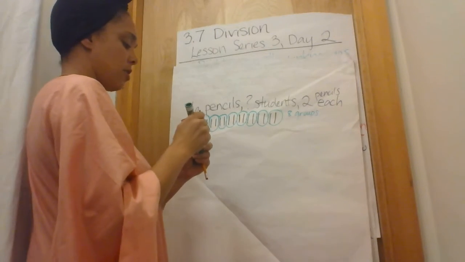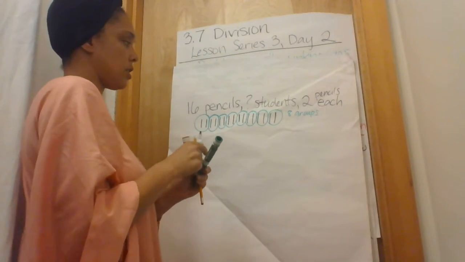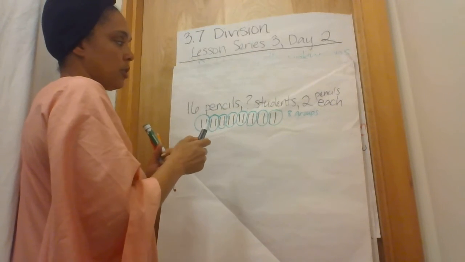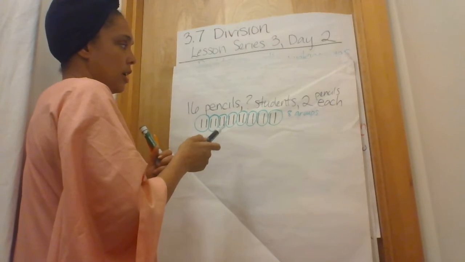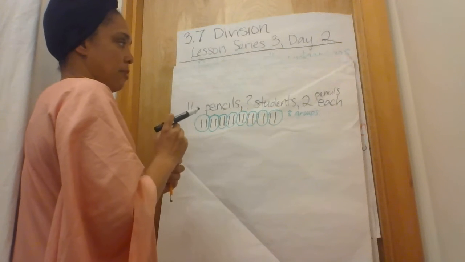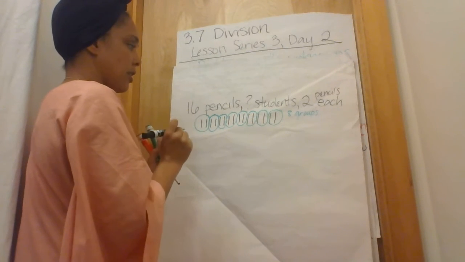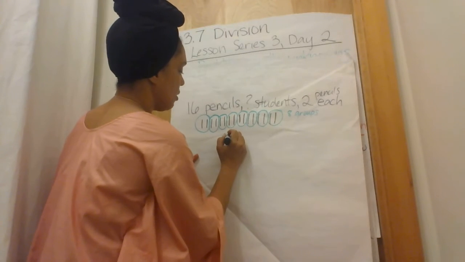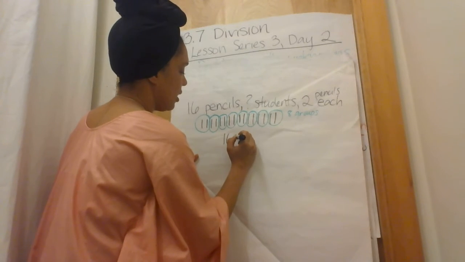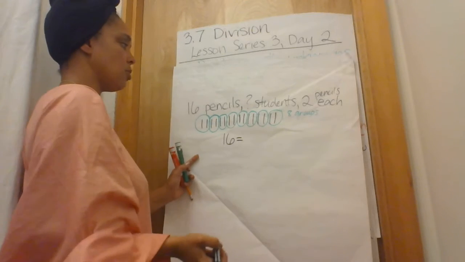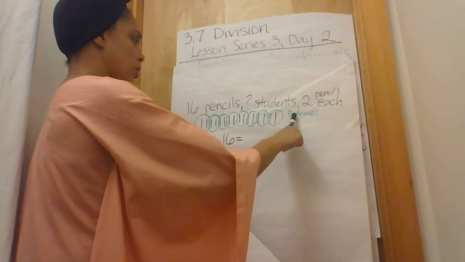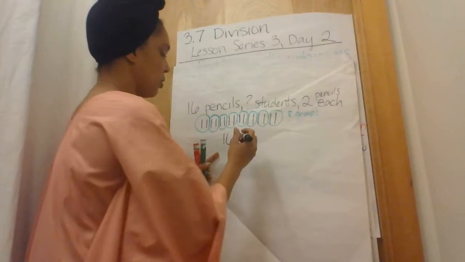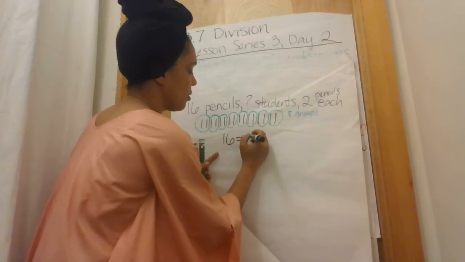Now, our second part of this. Now that we have drawn a picture or a visual to represent our story, let's write an equation that matches it. So how would we write this in an equation? We know that here's 16. We discovered that it was 8 groups of 2.